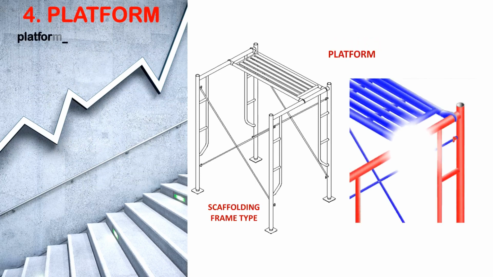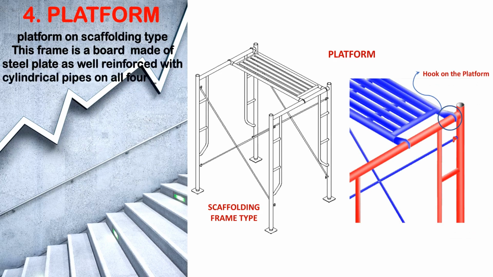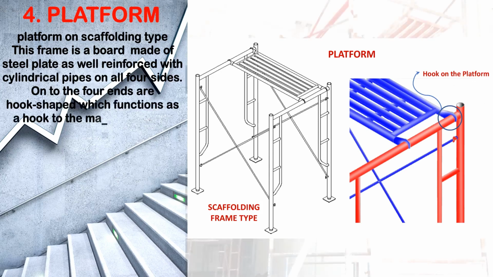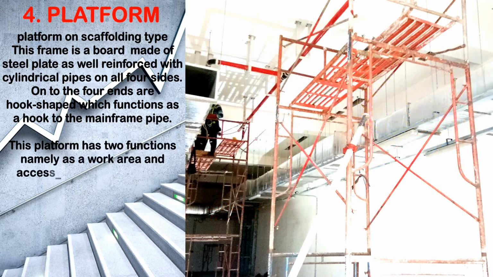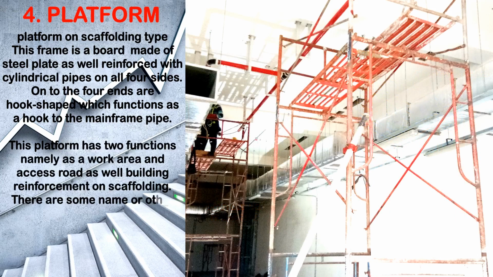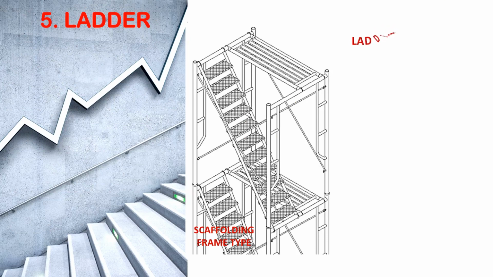Number 4. Platform. Platform on scaffolding of this frame type is a board made of steel plates, reinforced with cylindrical pipe. On the forward side and the fore end are the same, which function as a hook to the mainframe pipe. This platform has two functions, namely as a work area and access road as well as building reinforcement on scaffolding. There are other names or terms for platform components such as main asiba, catwalk or baseboard.